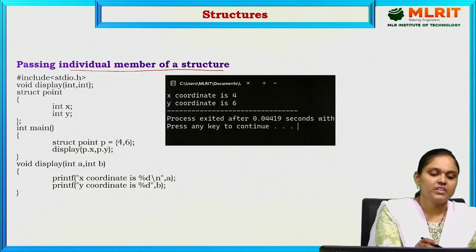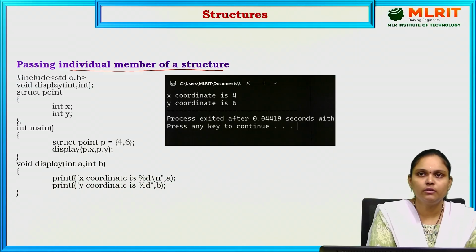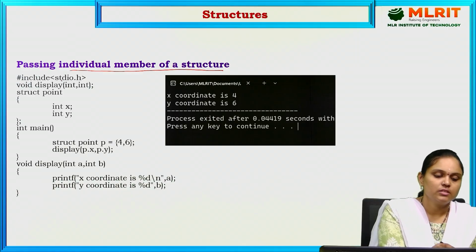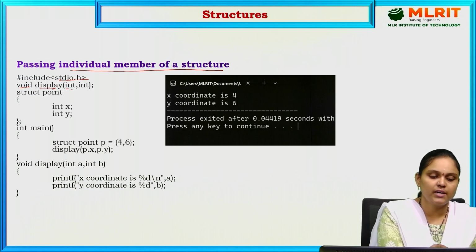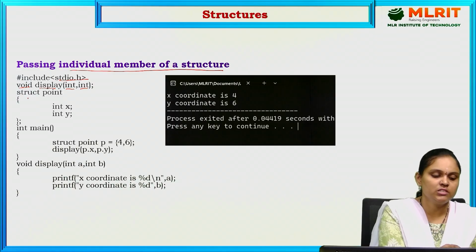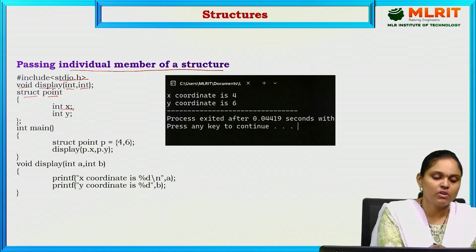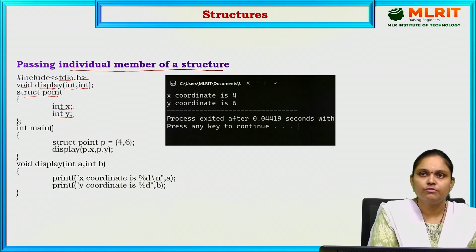Here we are taking one example: in the structure, we are considering a point. A point will have an x coordinate and a y coordinate. This is a header file and this is a function declaration. Void is my return data type, display is my function name, and integer values I am passing to this display function. Those integer values are the members of the structure. So see here, struct point. Struct is the keyword that we are using and point is the structure name. This is the int x variable and the int y variable. The first member is the x coordinate and the second member is the y coordinate.